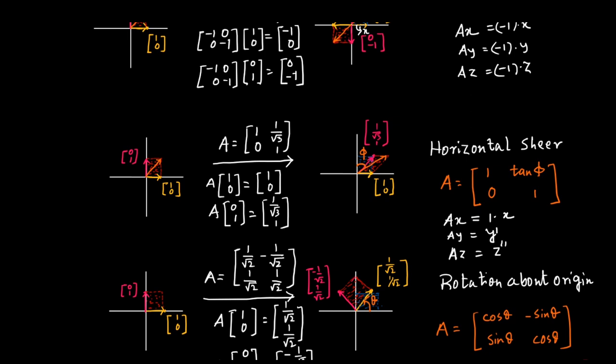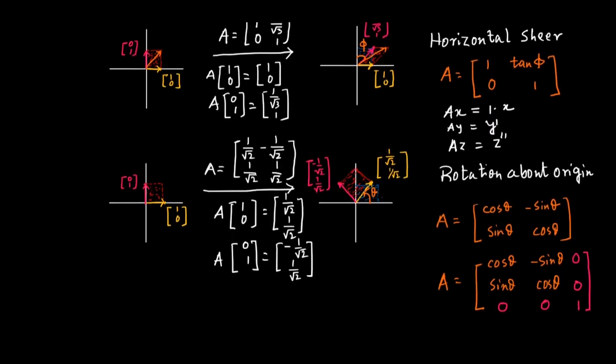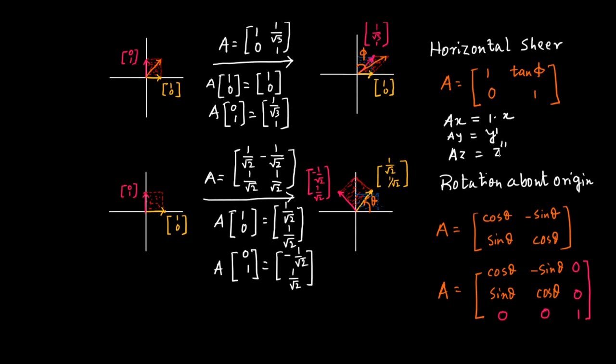So this is what we're getting. In this particular case, only one vector is remaining in the same span. All others are changing the span. And remaining in the same span means only your magnitude can increase or your direction can get reversed, but it will remain on the same line.